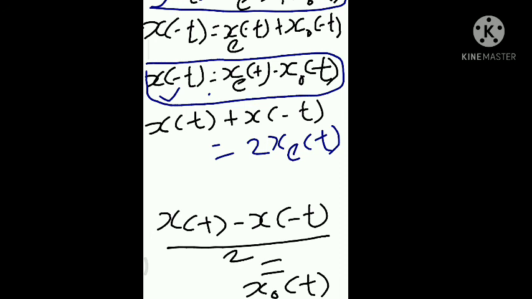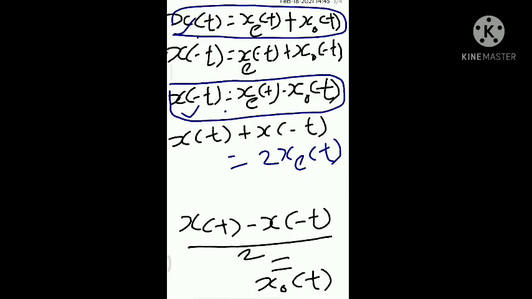Similarly, if you do x(t) minus x(-t), at that time x_e(t) will be cancelled, and you will get 2 x_o(t). So x_o(t) is x(t) minus x(-t) divided by 2. So you got the expressions for the even part of the signal and the odd part of the signal. So that is it for this video. Thank you.